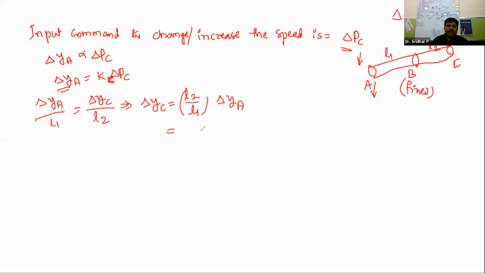Whatever the movement here, if A is moving in the downward direction, C is moving in the upward direction. So the displacement you can take as minus, because only the minus Y came into the picture because of the opposite motion. So this is minus some constant K1 into delta YA. Delta YA is nothing but Kc into delta PC. So minus K1 into Kc into delta PC. So this is the delta YC expression, right? This is one mathematical expression.